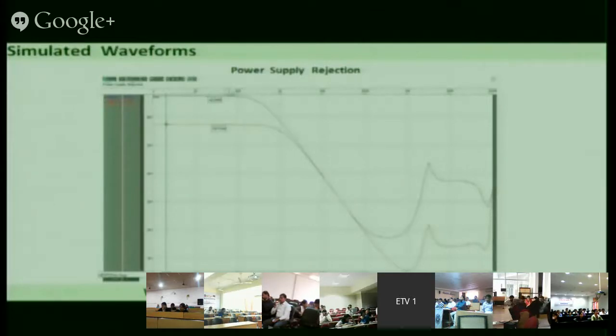And this is no load and this is full load. At full load, it is slightly less, 56 or 55 dB. This is how it looks. And if the frequency increases beyond 1 megahertz, it starts improving again like this. So this is the power supply rejection which we got.